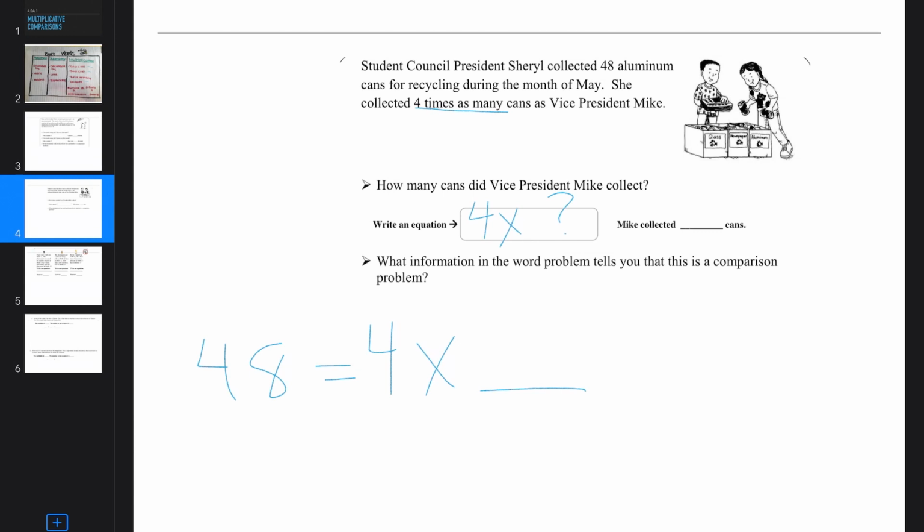So I can actually solve this two ways. I can divide or I can multiply. I can multiply by continuing to find a number that I can multiply 4 by to get to 48, or I can use long division to solve.